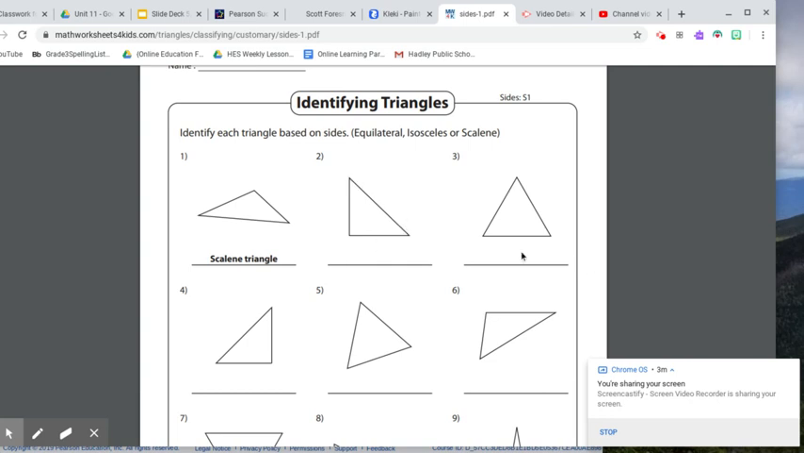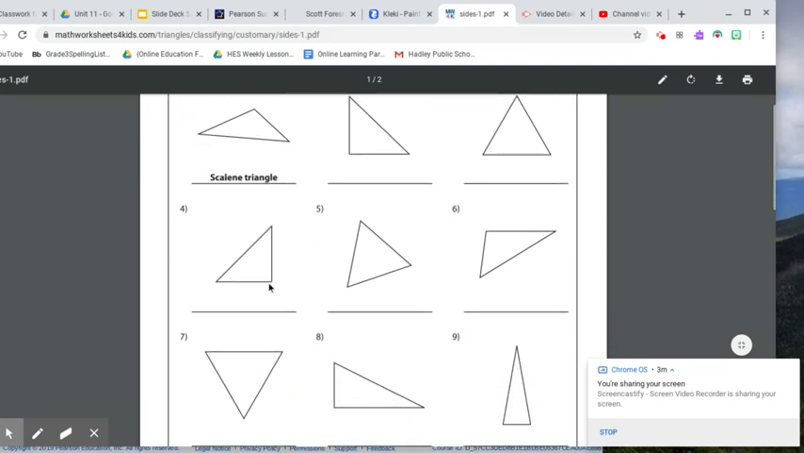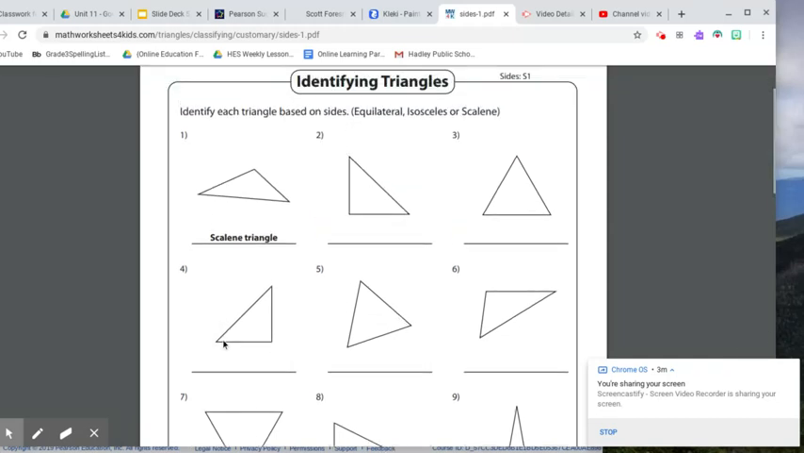How about number 3? Yes, if you said equilateral, you are correct. All three of these side lengths are the same. How about this one? That's another isosceles where this side and this side are the same, and this one differs.